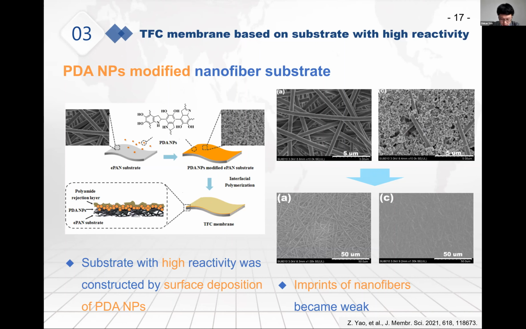On the right shows the SEM images of the nanofiber substrate and the TFC membrane prepared thereon. The surface of the nanofiber substrate was obviously covered by the nanoparticles. And after the IP process, we can see that for the TFC membrane based on the inert substrate, the imprints of nanofibers were obvious, while for the TFC membrane on the reactable substrate, the imprints become weaker.